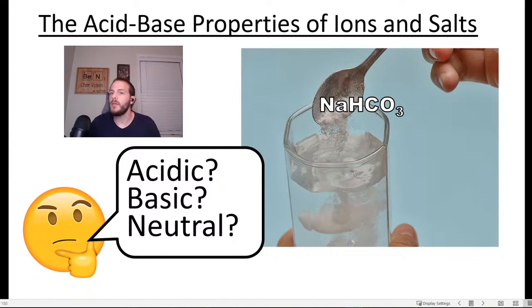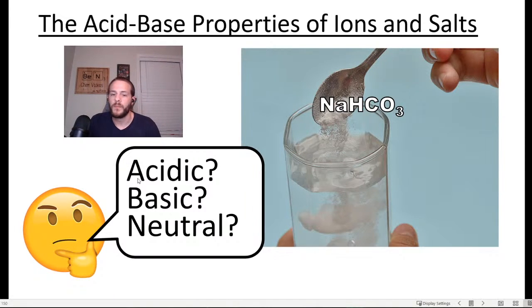So I'd like you to imagine the following situation. Let's say we have a sample of sodium bicarbonate, which is given by the formula NaHCO3. It's also called baking soda. You may know it by that name. So let's say I have some sodium bicarbonate and I dissolve it in water. Sodium bicarbonate is a soluble salt. Not all salts are soluble, but sodium bicarbonate is a soluble salt. So if you put it in water, it will dissolve.